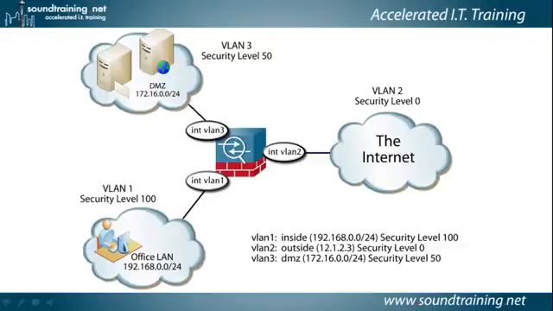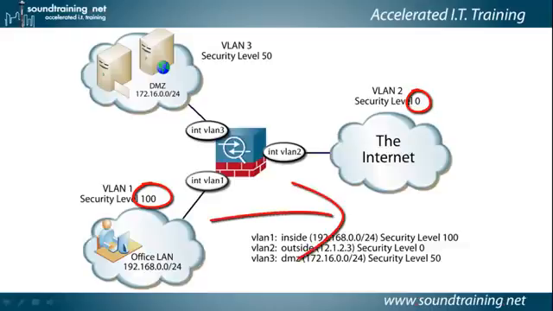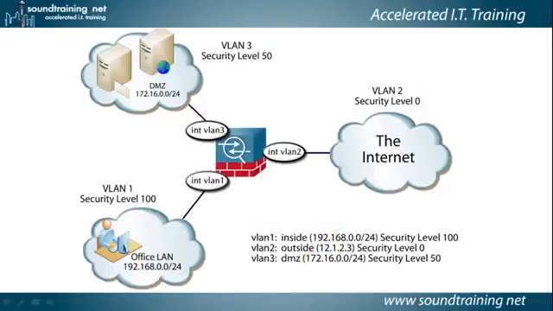If you take a look at the diagram, you'll see what I'm talking about. Our office LAN has a security level of 100. The internet has a security level of 0. You can initiate a connection from the office LAN to the internet, relatively unimpeded, but not the other way around. You can't initiate a connection from the internet to the office LAN. Same thing going to the DMZ. The DMZ can initiate a connection to the internet. The office LAN can initiate a connection to the DMZ, but not the other way around.